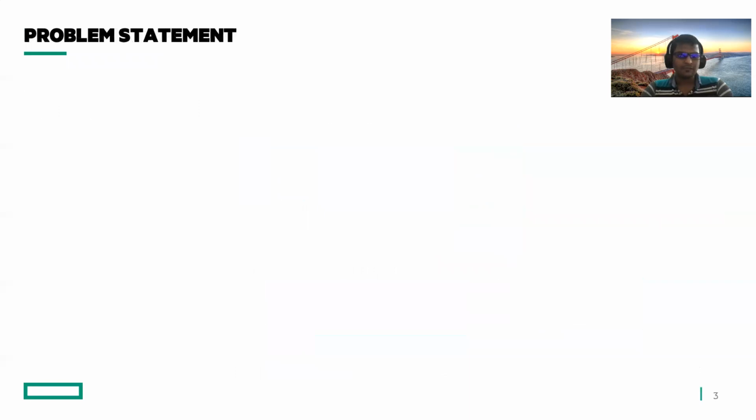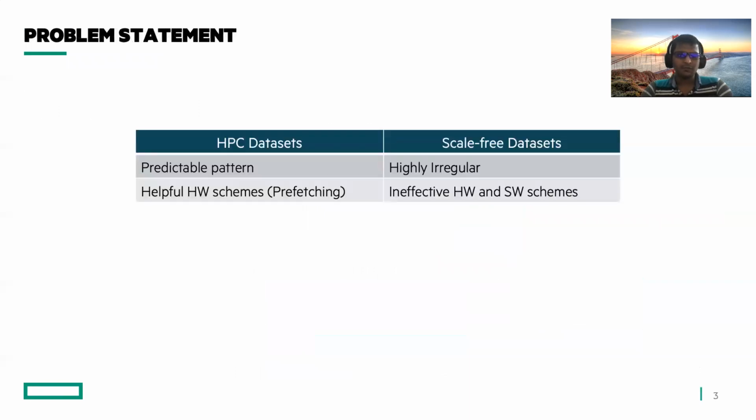We broadly classify sparse matrices into two different types, HPC datasets and scale-free datasets. The non-zero elements in the HPC datasets have a predictable pattern, meaning they have a uniform, regular distribution. This allows the usage of hardware options like prefetching to optimize the SpMV computation. On the other end, we have the scale-free matrices, where the non-zero elements are randomly or irregularly distributed. This distribution renders all known hardware and software-based optimization solutions ineffective.